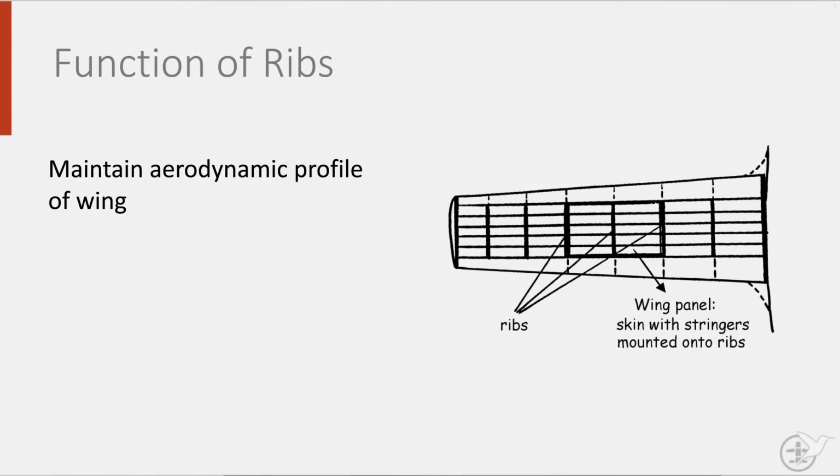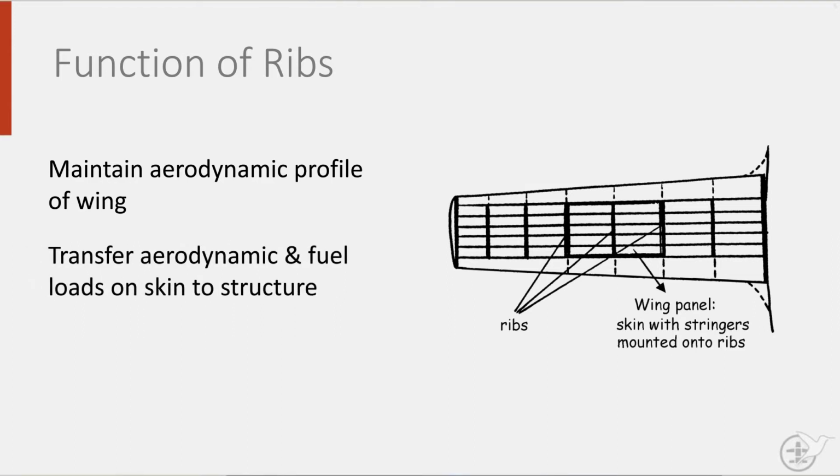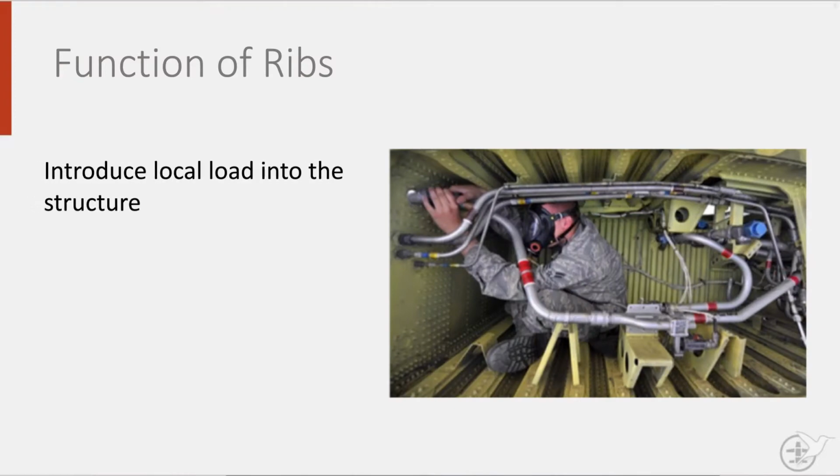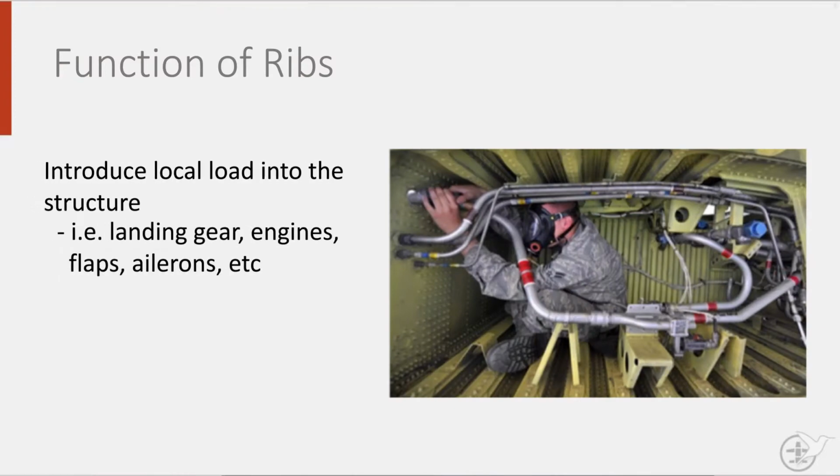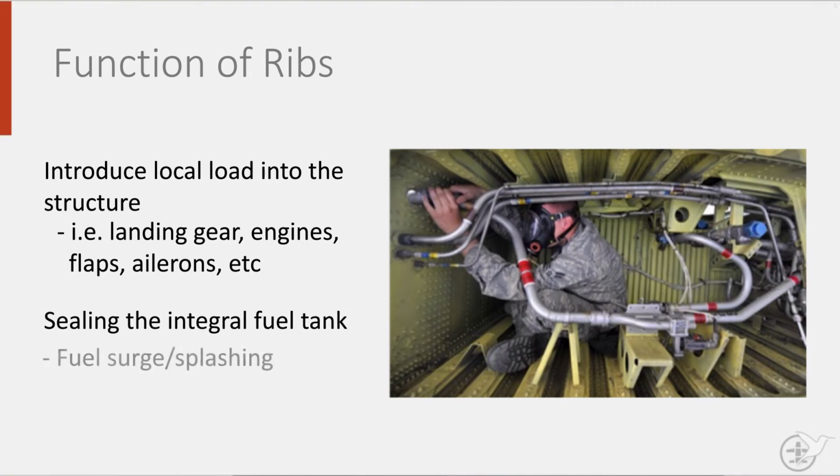Secondly, they also transfer the aerodynamic and fuel load exerted on the skin into the rest of the wing structure. Next to that, they also provide stability against panel buckling of the skin panels. Another important function of ribs is to introduce local load into the structure. For instance, the landing gear, the engines, but also the flaps and the control surfaces such as the ailerons. Finally, ribs also have a sealing function in the case of an integral fuel tank. They prevent surge and splashing because you can separate fuel tanks into individual bays.